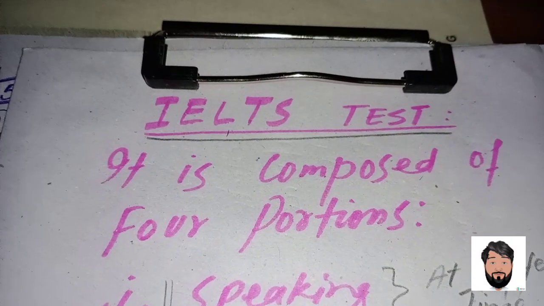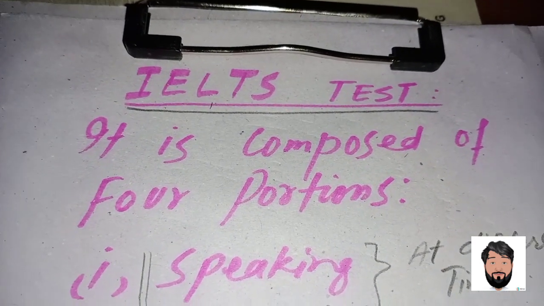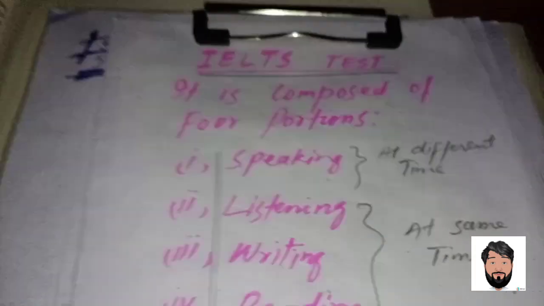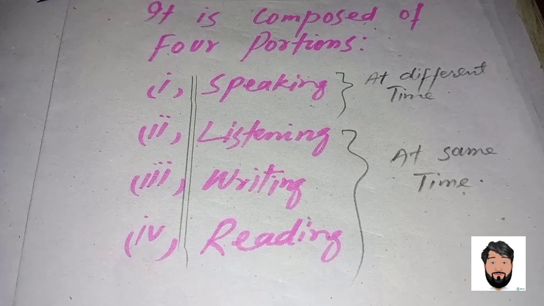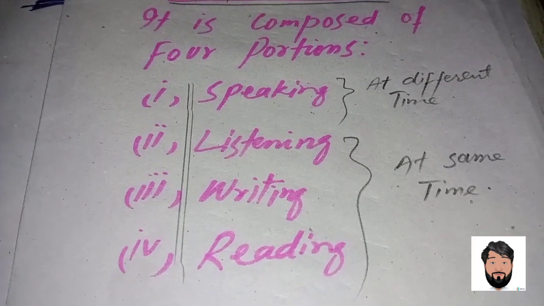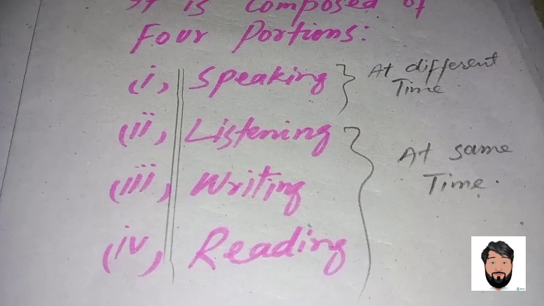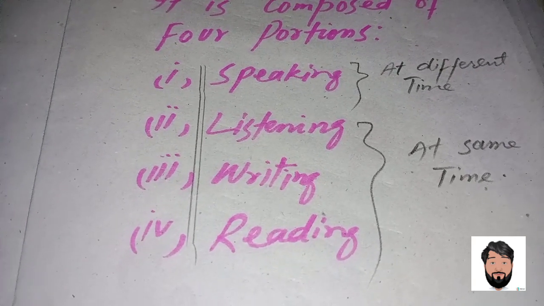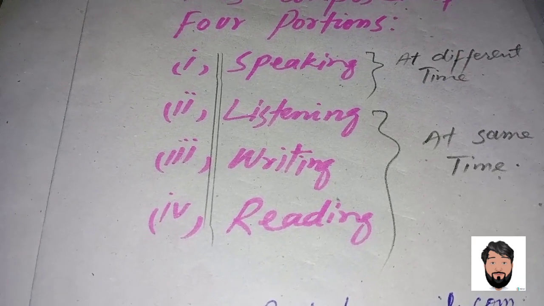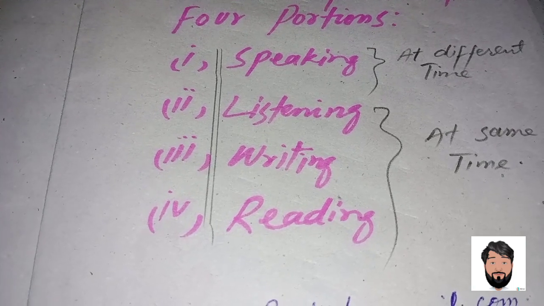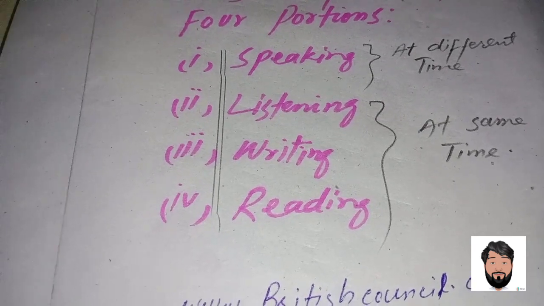Now I will tell you that the IELTS test is composed of four portions. The first is speaking, the second is listening, the third is writing, and the fourth is reading. These four are distributed into two parts. The speaking test will be held at one time, and the other three, listening, writing, and reading, will be held one day before or after the speaking test.